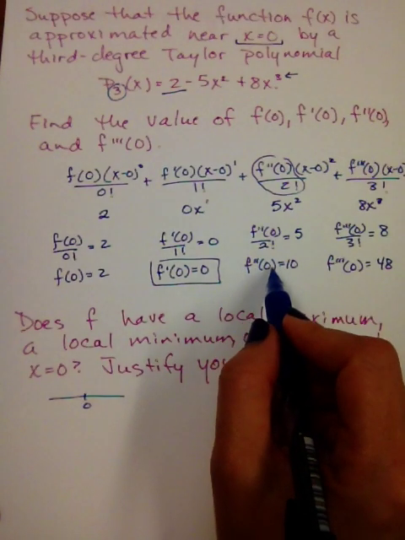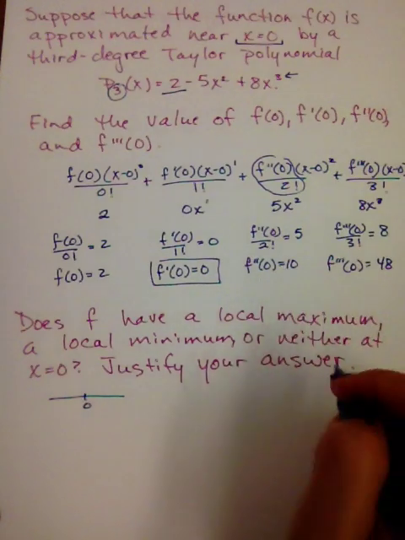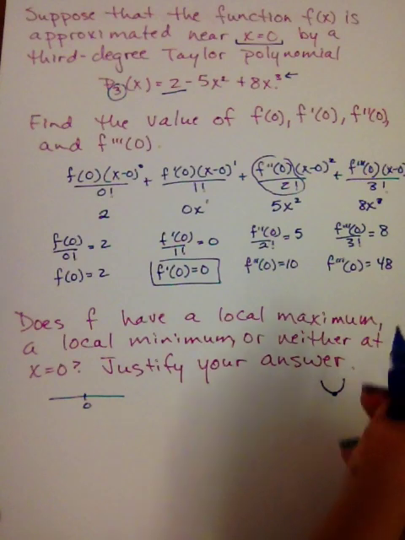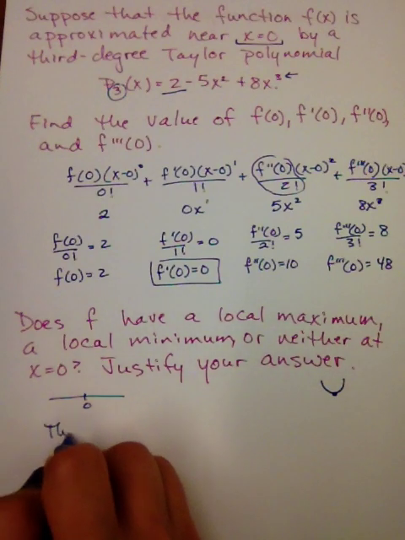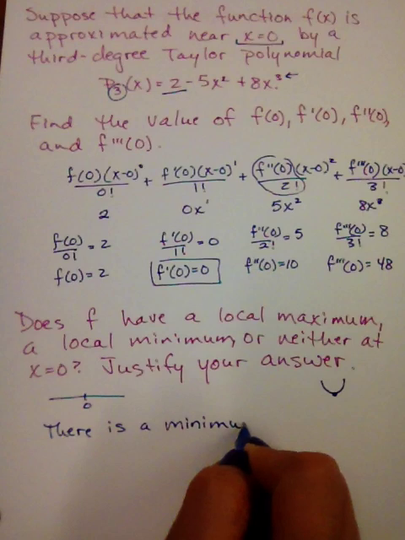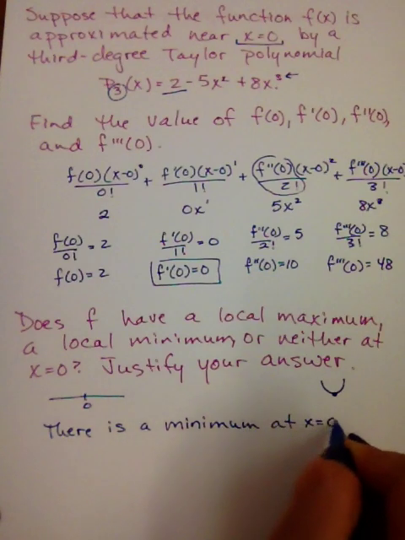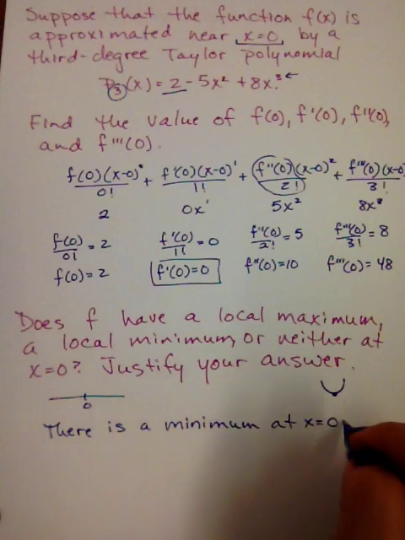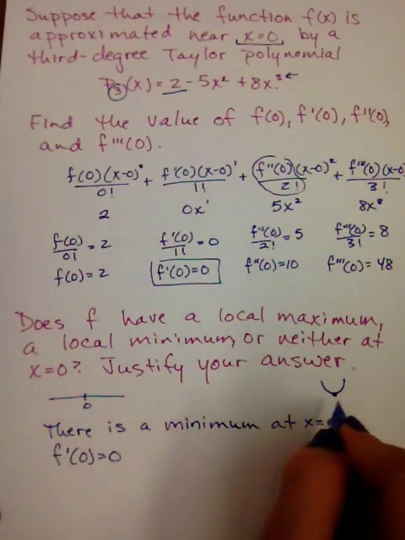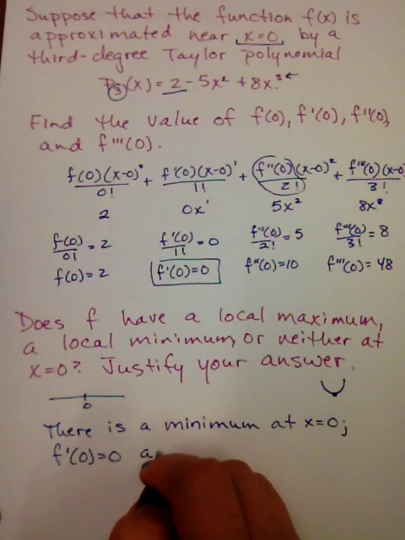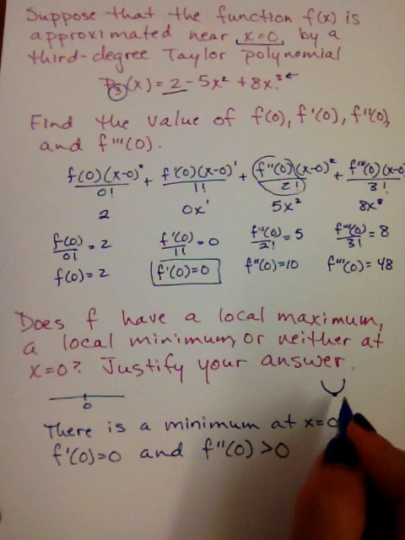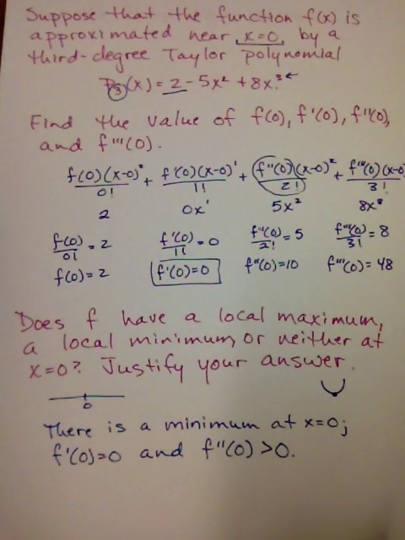The second derivative at x equals 0 is 10, and that means that my function is concave up. So I have a spot where it flattened out when it's concave up, and I have a minimum. So there is a minimum at x equals 0. If they asked what the y value was, the y value is 2. But the justification for that would be that f prime of 0 equals 0, meaning that the graph does flatten out, that 0 is a critical number, and f double prime of 0 is greater than 0, which tells us that the graph is concave up. So we have a minimum. It's the second derivative test.